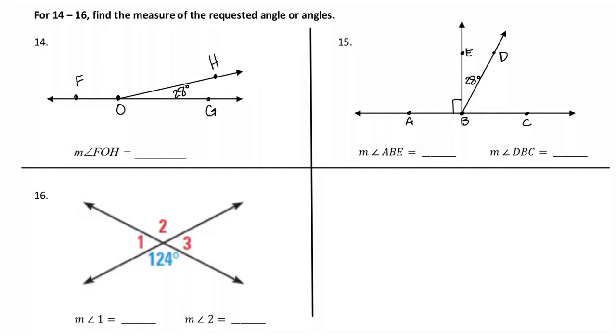For 14, 15, and 16, you're supposed to find the measure of the requested angle or angles. So for number 14, it's the measure of angle FOH. That's what that little M in the angle sign means, the measure of angle FOH. So locate where FOH is, and you should be able to figure out the measure of that angle. Likewise, for 15, you should be able to find the measure of angle ABE and the measure of angle DBC. And then for number 16, the measure of angle 1 is the angle with the 1 in it, and angle 2, that's the angle with the 2 in it.